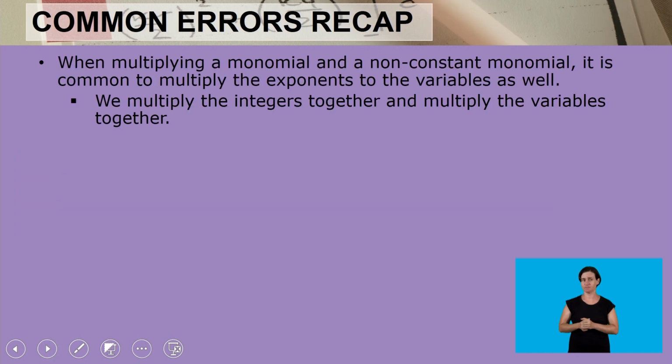Now, when multiplying a monomial and a non-constant monomial, it is common to multiply the exponents to the variables as well. Remember, we multiply the integers together and multiply the variables together to make sure that we do not multiply more than we need to.